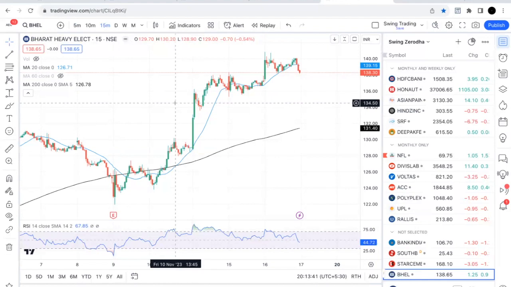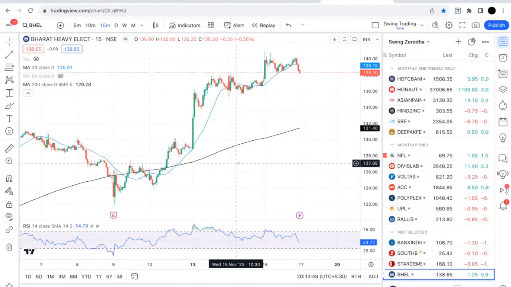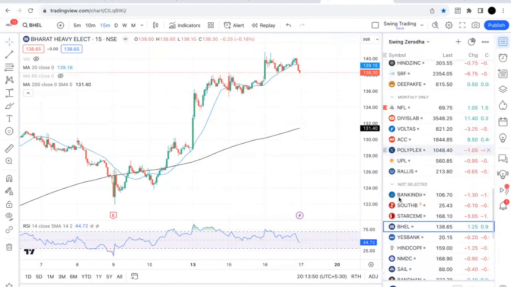Now, I think you asked two different things. First one, you're saying that this one is BHEL. Here it is. See, it's not on my selected list because it wasn't trending on the monthly, the weekly, or the daily. So therefore, I did not. I'm not trading that because of that reason.